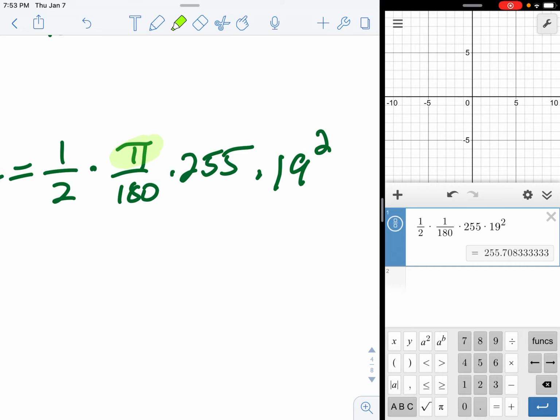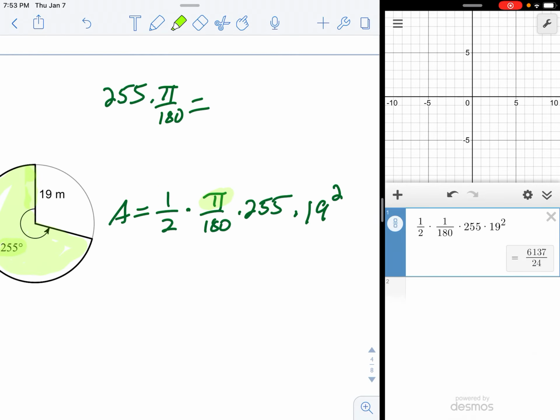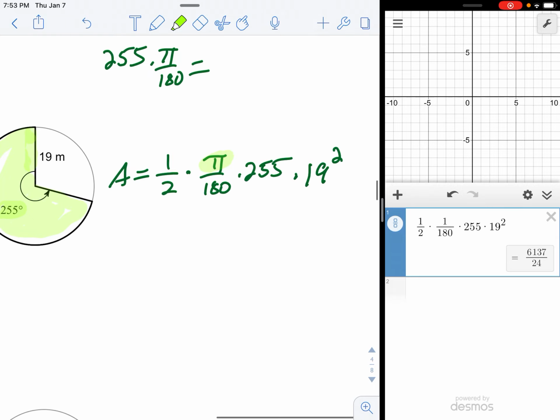Ooh, that does not look good. Oh, of course, then you hit the fraction button, right? 6,137 24ths pi square meters. Remember, area is measured in square meters. That's how many squares fit inside this circle.